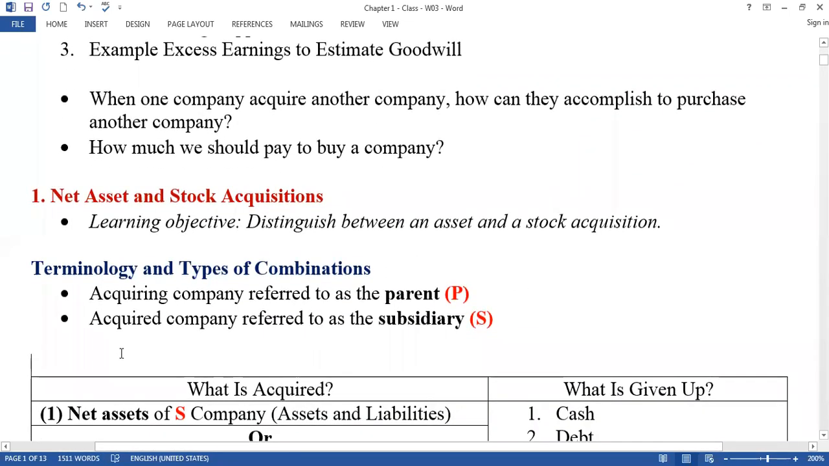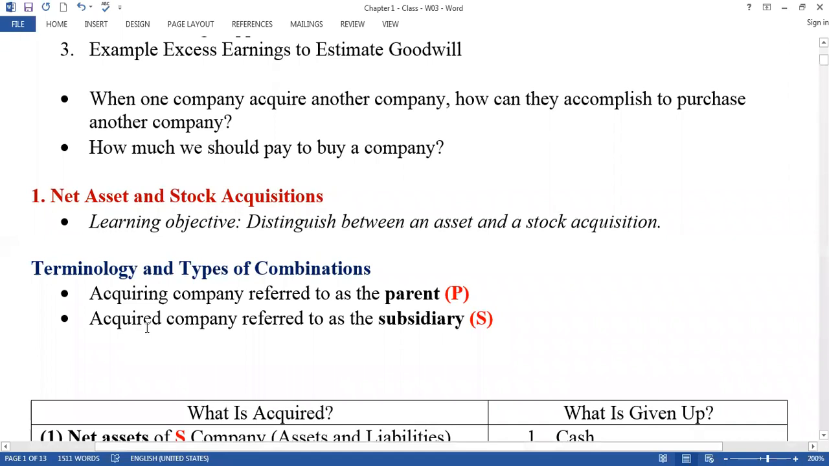Now you should know two important terminologies here. The acquiring company is referred to as the parent company, and the acquired company is referred to as the subsidiary company. So it is your responsibility to find out who is the parent company and who is the subsidiary company when you read a question. It is important to understand.